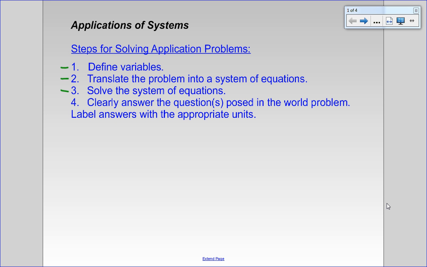Next, we will solve the system using a method such as substitution or elimination. And then finally, we can use the solution of the system to answer the questions posed in the word problem. It's important to remember to label the answers with the appropriate units as well. One of the most common applications of systems is a type of problem involving a mixture or combination of 2 different items. So let's look at some examples of these mixture problems.